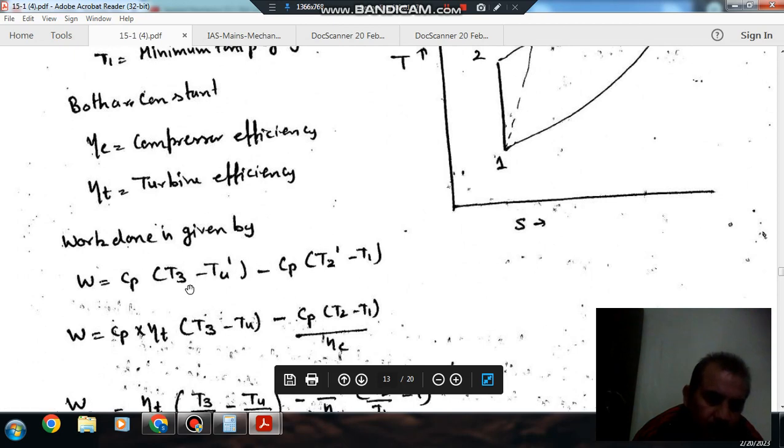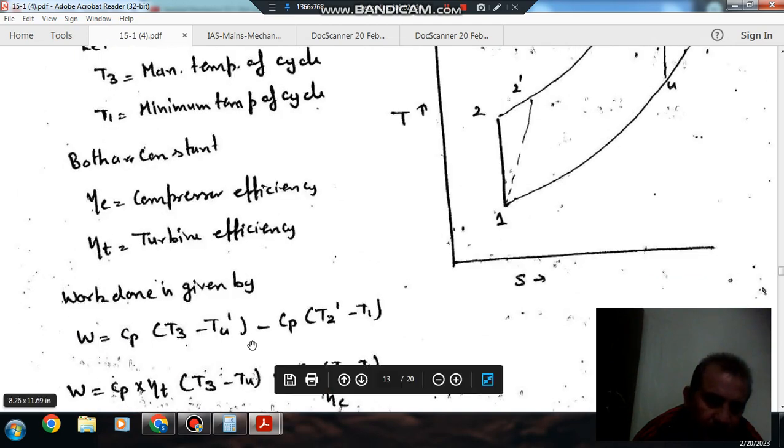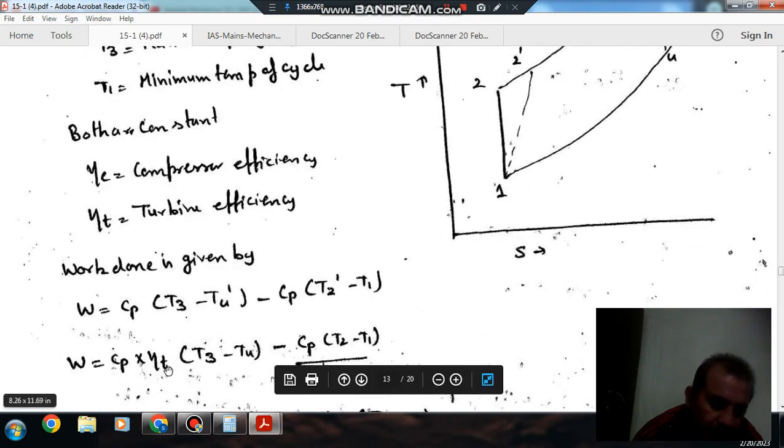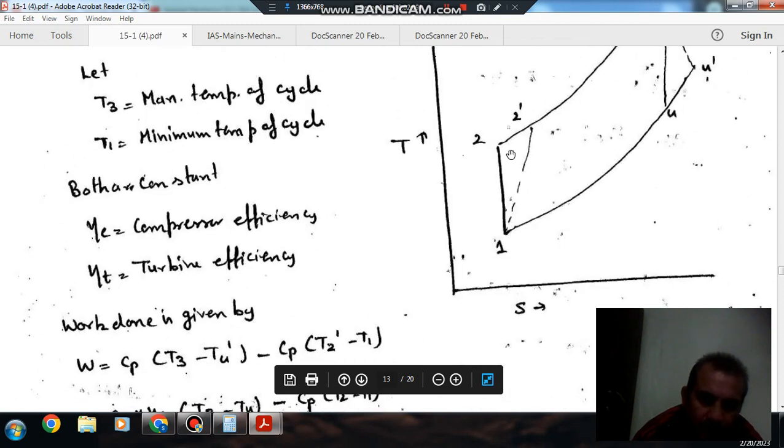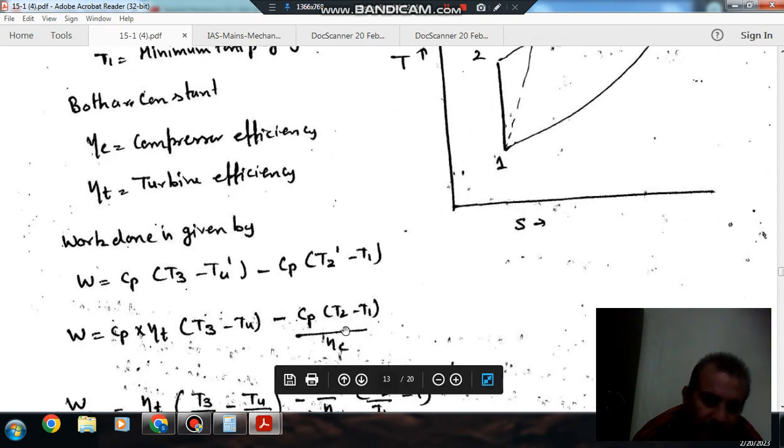Now these are the actual temperature differences. Converting T3 minus T4' into the isentropic temperature difference, T3 minus T4 multiplied by isentropic efficiency gives T3 minus T4'. So T3 minus T4' can be written as the isentropic efficiency of turbine into T3 minus T4, and as the compressor requires more work than isentropic work, T2' minus T1 can be written as T2 minus T1 divided by the isentropic efficiency of compressor.